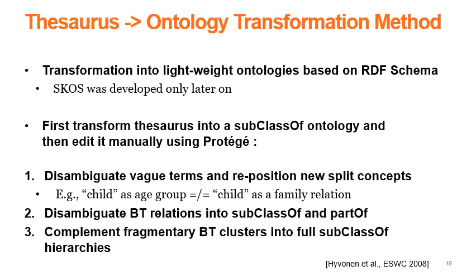Then we needed to disambiguate the broader-than relations into subclass-of relations or part-of relations depending on the case, because we wanted to use subclass-of hierarchies for reasoning and we didn't want to make a confusion between the part-of and subclass-of relations. Finally, we had to complement the fragmentary broader-than clusters present in the thesauri into full-blown subclass-of hierarchies. So every concept in the ontologies had at least one superclass except the roots.